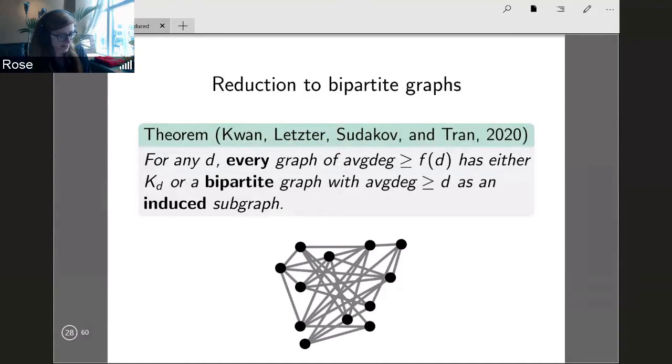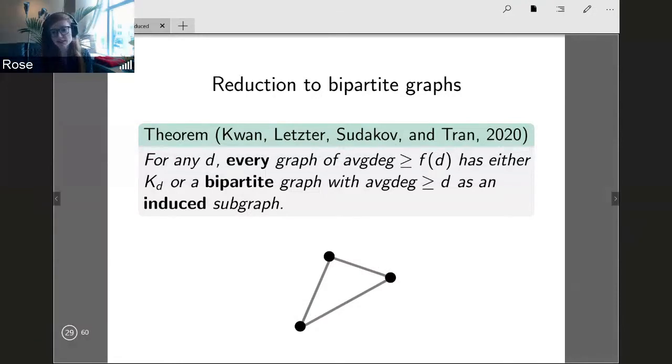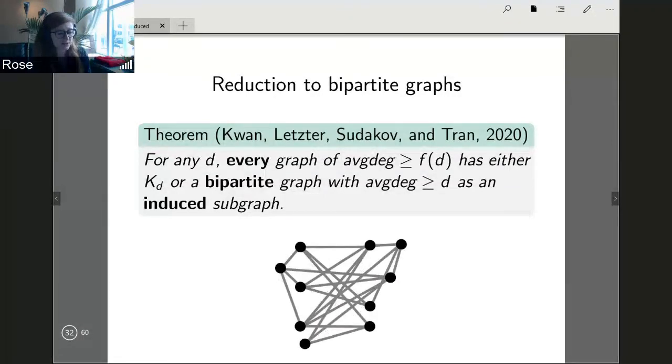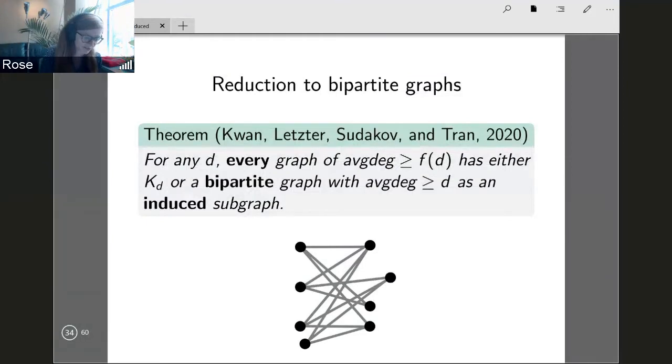Right, so this is a really nice theorem. Let's go through the pictures of what it says. It says either you can find a clique as an induced subgraph, or by just deleting vertices, you can find an induced subgraph which is bipartite and has large average degree. Okay, so that's like the first step.